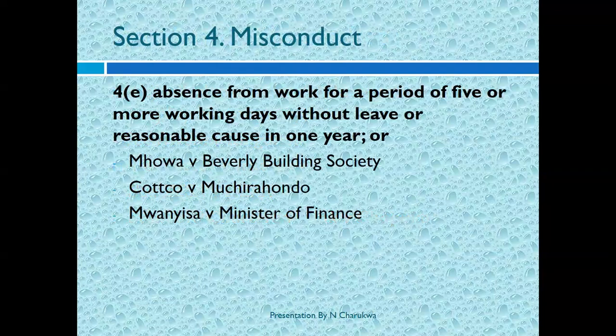And here's another one, 4E, which is now number 5. Absence from work for a period of 5 or more working days without leave or reasonable cause in 1 year. Wow. This is the one that we call AWOL. And an employee must notify an employer if they are not coming to work. If they are unable to come to work, they must notify. It is the employee's obligation to notify the employer that they are actually not going to be attending work, and they can apply for leave.